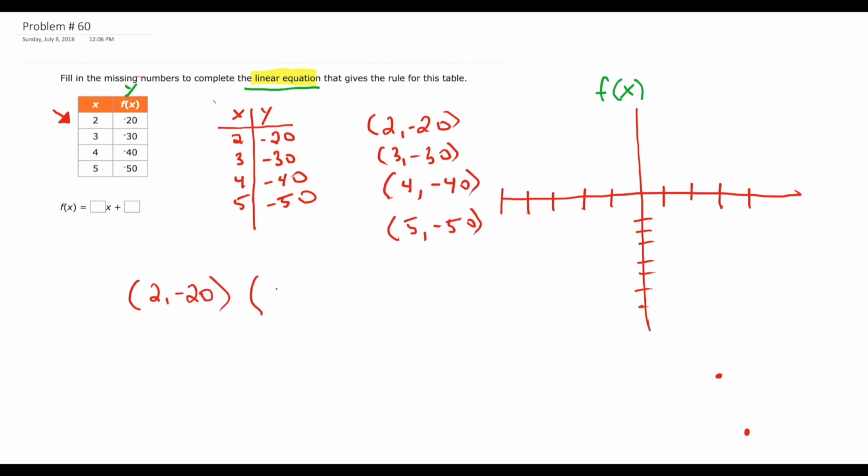Okay, so if I said, hey, you have a point that's 2 comma negative 20, and another point that's 3 comma negative 30, and they're on a line, can you find the equation of the line? Okay, go ahead. Tell me what to do, and I'll write it down. So you're writing a linear equation from 2 points. I think you already did this, by the way, like last week. I want a y equals mx plus b from this information.